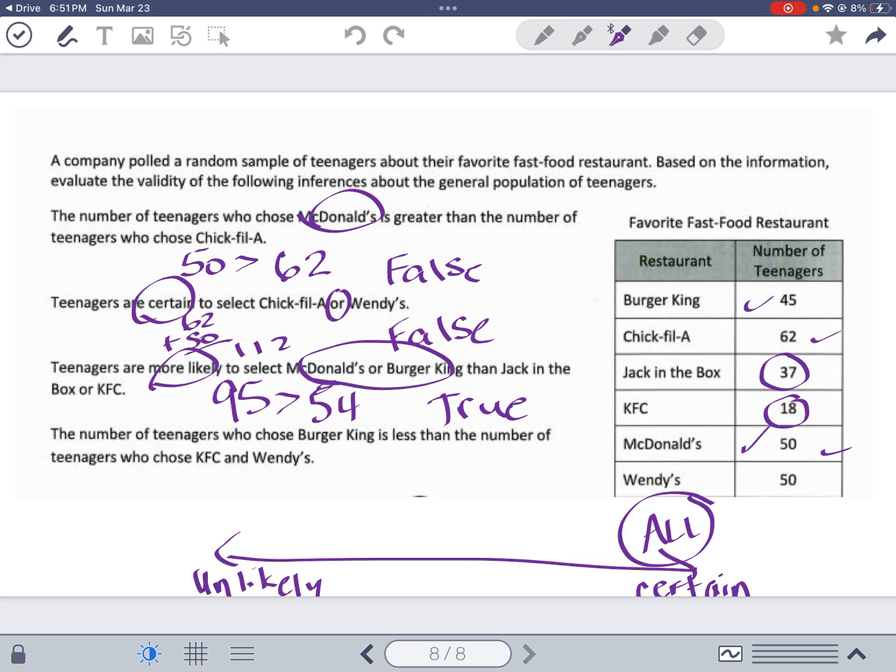The number of teenagers who chose Burger King, so Burger King is 45, is less than the number of teenagers who chose KFC and Wendy's. So KFC is 18, Wendy's is 50, so that would be 68. Yeah, 68. And 45 is less than 68, so we know that this one is true.